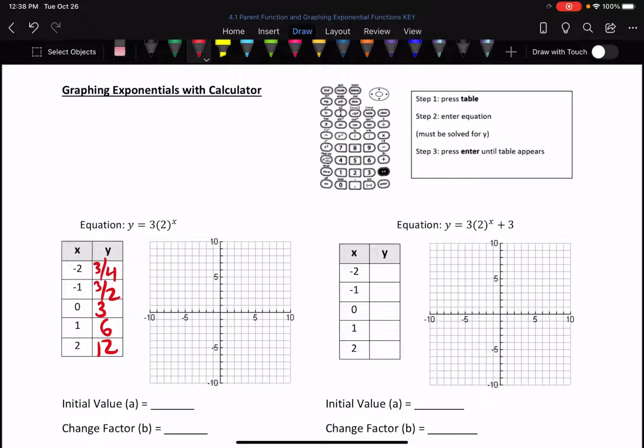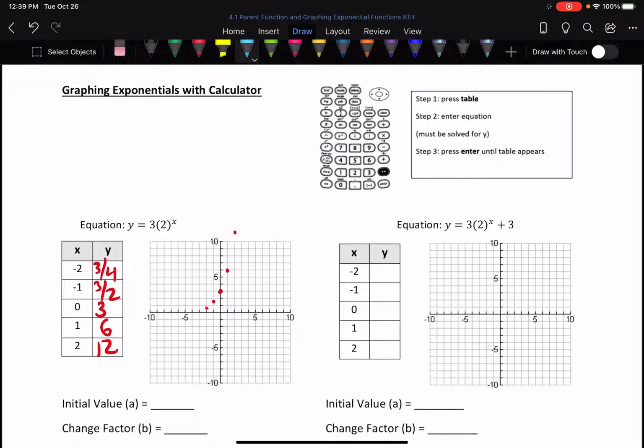So let's see if we can graph this. So I know where x equals -2, I got a y value of 3/4, so it's going to be somewhere close to 1, but not quite at 1. At -1, we have a y value at 3/2, which is 1.5. At 0, we have a y value at 3. At 1, we have a y value at 6. And at 2, we have a y value at 12, which goes off the graph. So if you guys look at that, it has a general exponential shape.